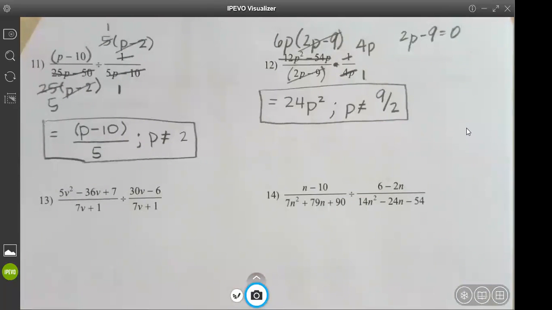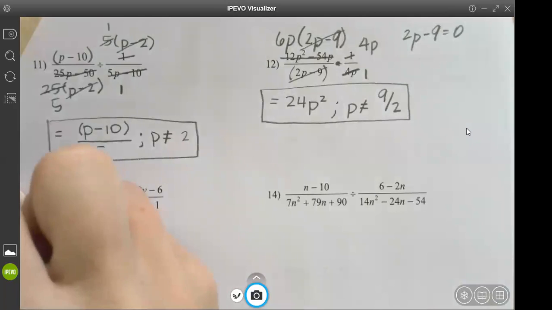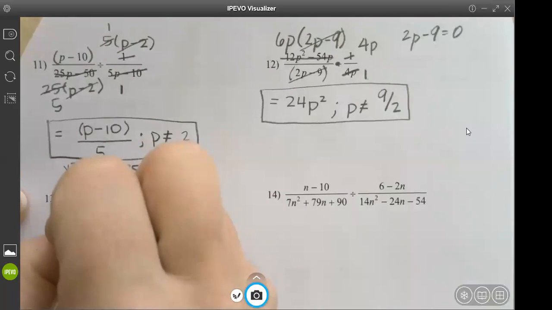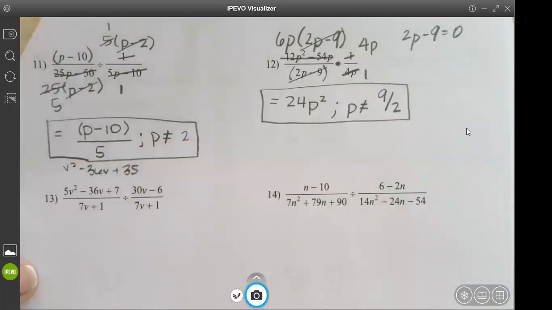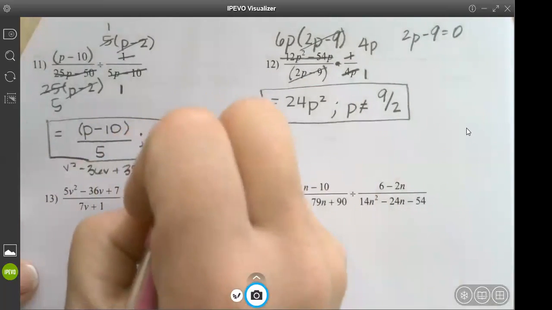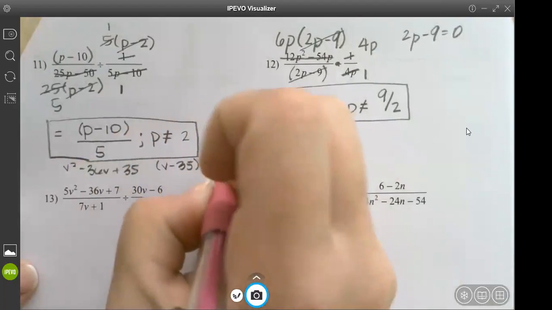What about 13? What do I do for that one? How do I factor that first thing? Is there a GCF? No, but there's a number in front. So how do I do it? I see y'all doing it. Slide and divide. Yep. So I get v squared minus 36v plus 35. What are your factors of 35 that add to negative 36? Negative 35 and negative 1.